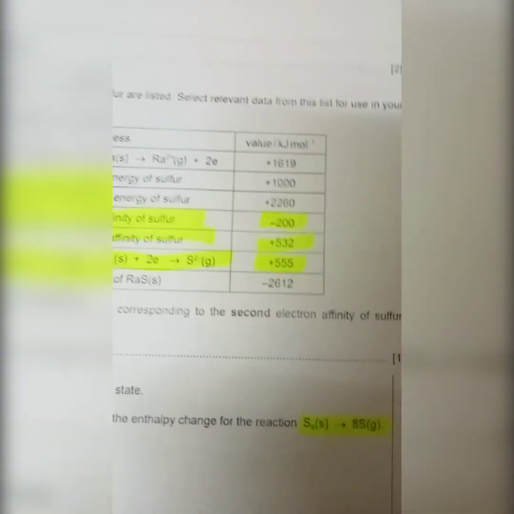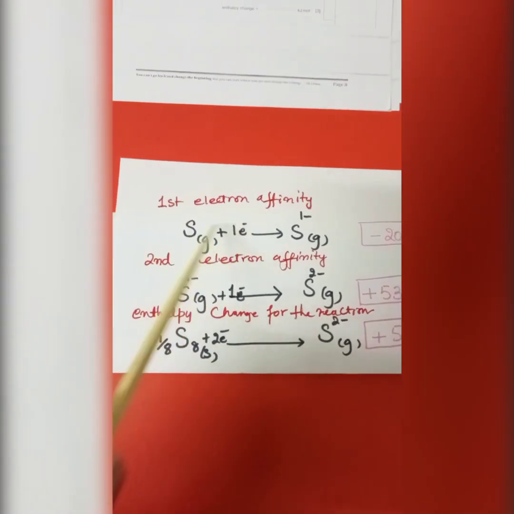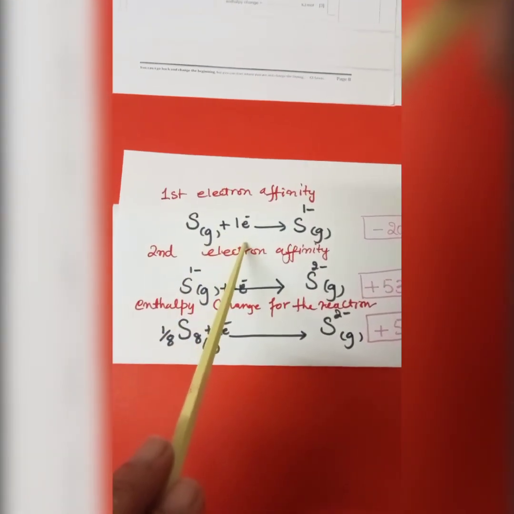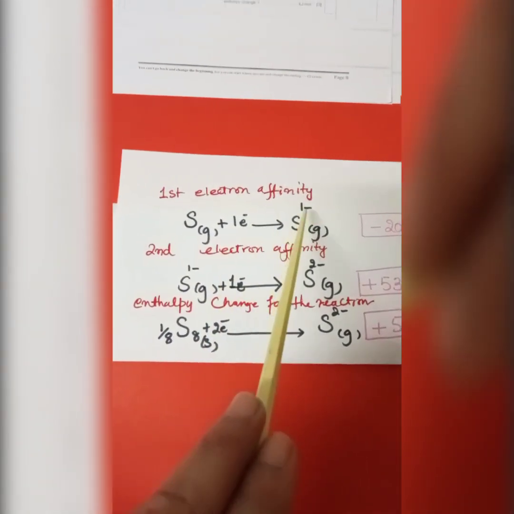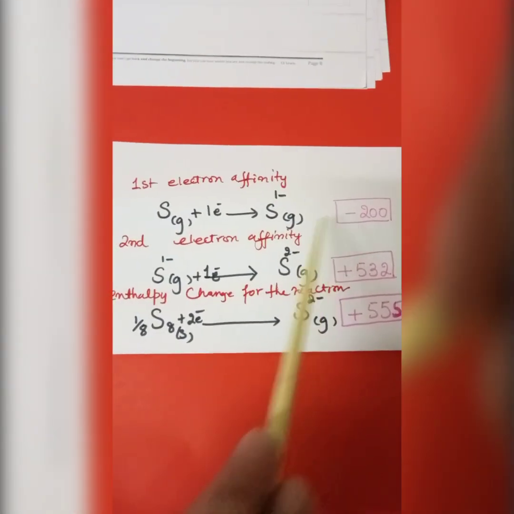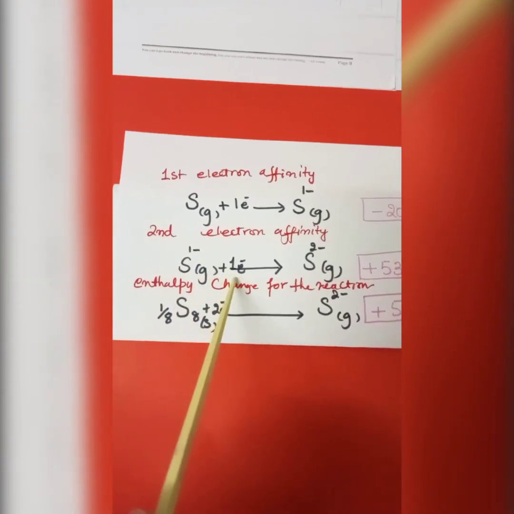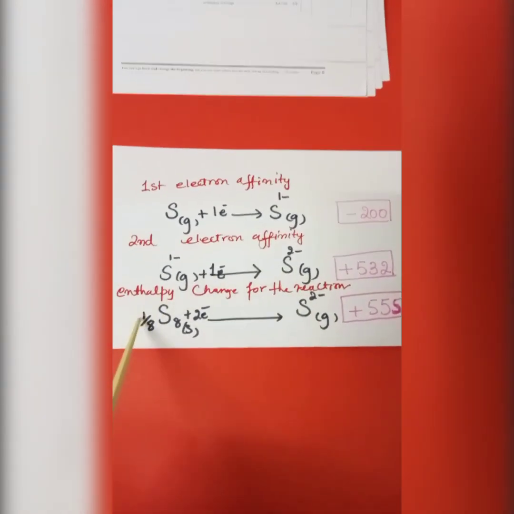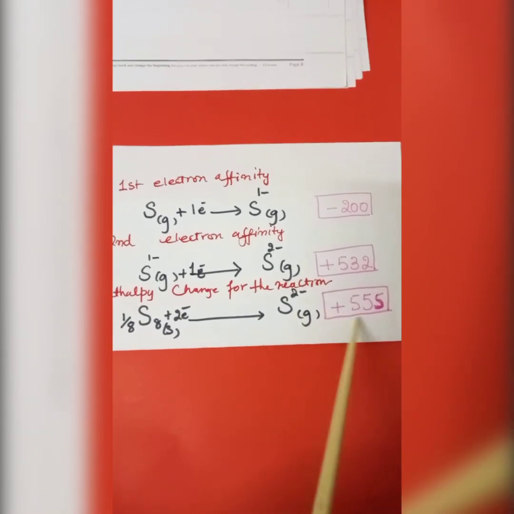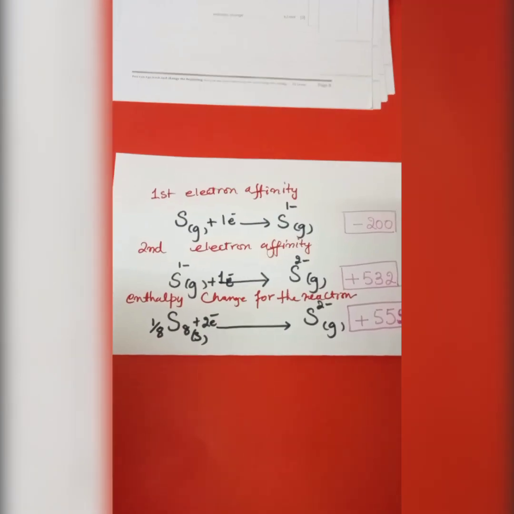Why? I'll tell you. You are provided with the first electron affinity, and this is the equation for it. Sulfur gaseous, by gaining one electron, becomes S1 minus, and its electron affinity is minus 200. For the second electron affinity, S1 minus gaseous, by gaining one electron, becomes S2 minus gaseous, and the electron affinity is given. And this is the enthalpy change for the reaction, which is already given to you, plus 555. Now, why we select these three equations, I'll tell you.